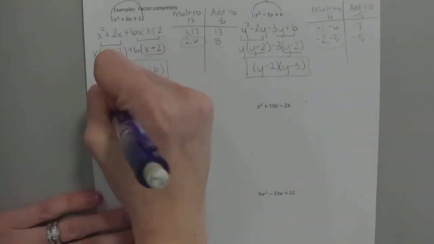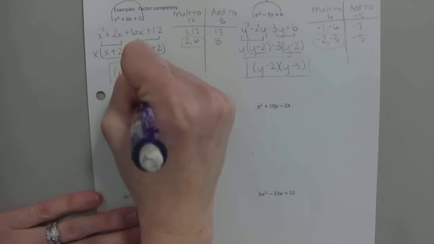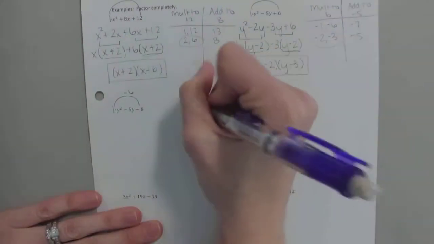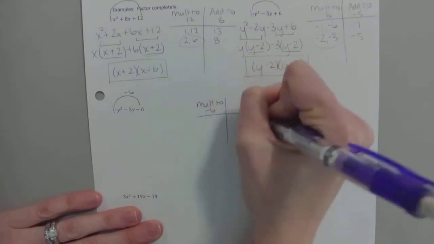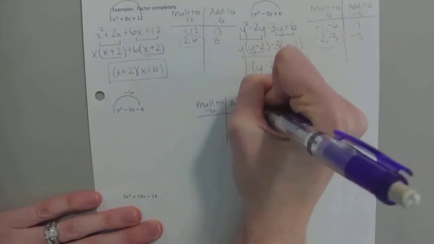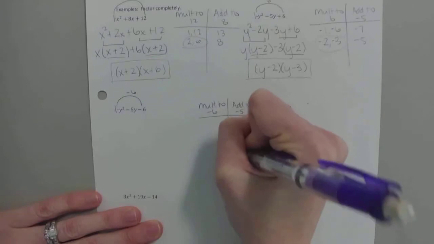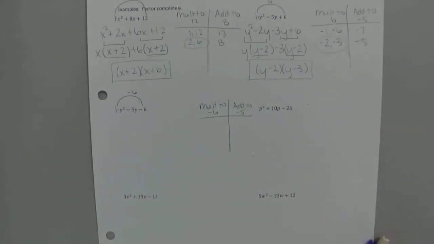These next two are a little different because our AC is now a negative AC, and we're going to talk about what that means. Our A is still a 1, so our AC is a negative 6, so we want to multiply to negative 6, and we want to add to negative 5. So what two numbers do we have to consider if they're going to multiply to be negative? Opposite signs. One's positive, one's negative.